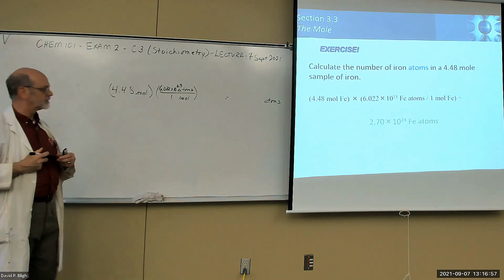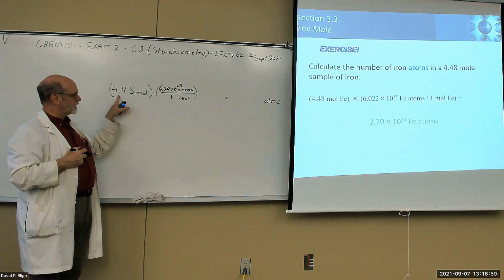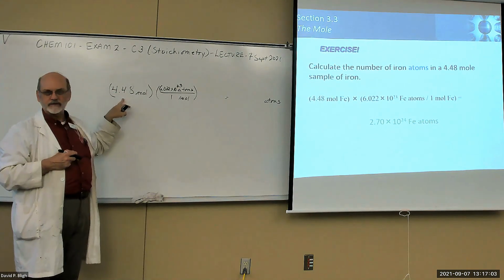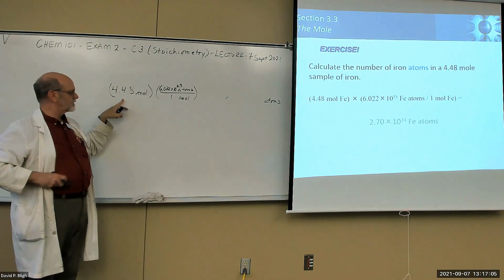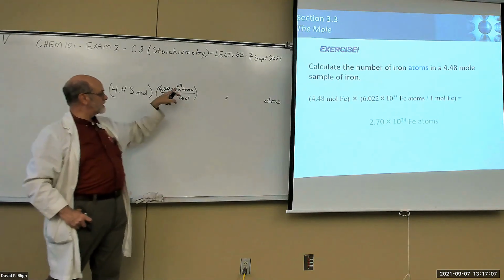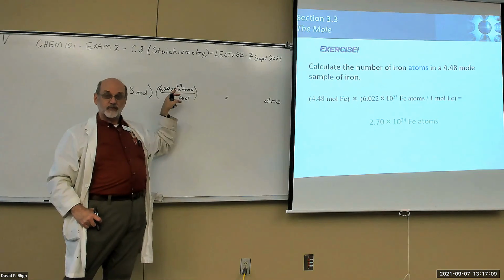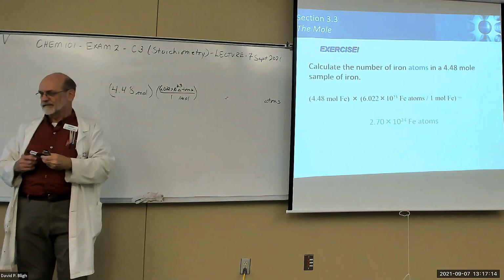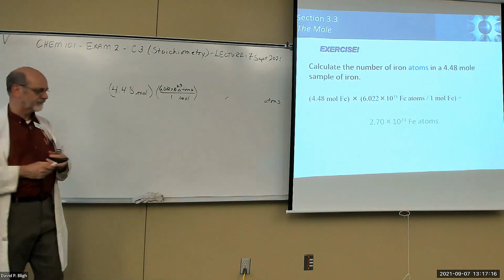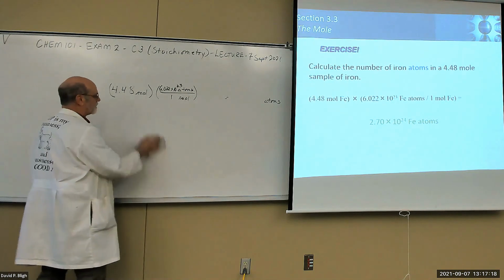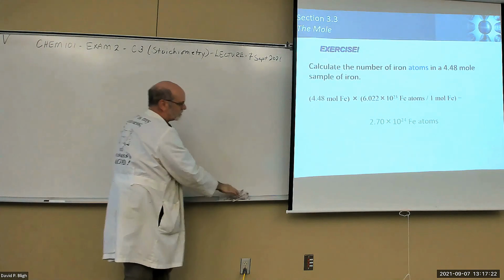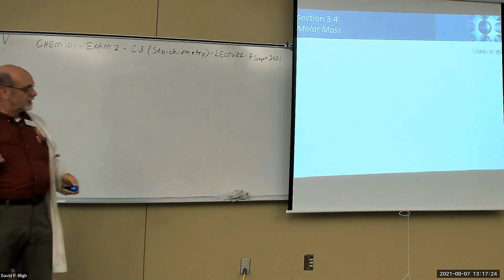Is that reasonable? Right. What's 4 times 6? 24. And then a half again as much. 24 and 3 is 27. 27 times 10 to the 23rd, which means 2.7 times 10 to the 24th. So yeah, it's reasonable. Do a quick estimation in your head. All right.